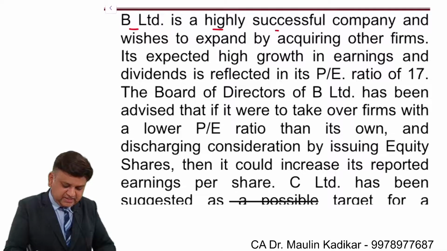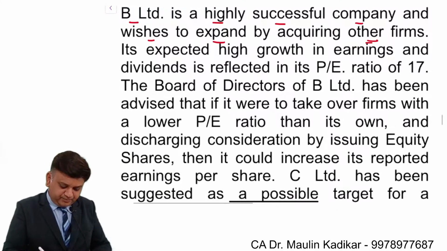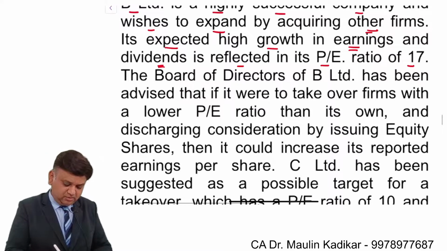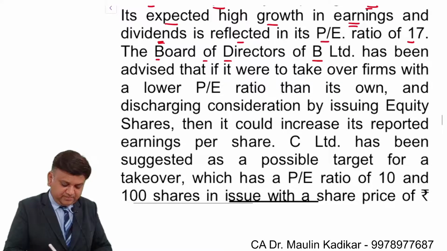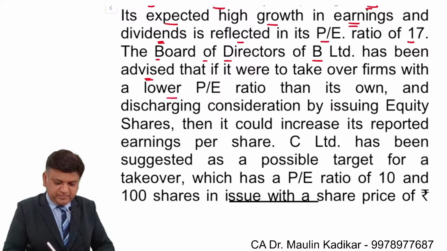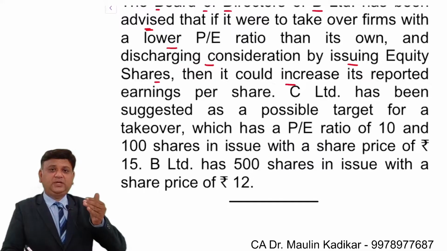B Ltd is a highly successful company and wishes to expand by acquiring other firms. Its expected high growth in the earning and dividend is reflected in its price earning ratio of 17 times. The Board of Directors of B Ltd has been advised that if it were to take over firms with a lower price earning ratio than its own, discharging the consideration by issuing equity shares, then it could increase its reported earning per share.